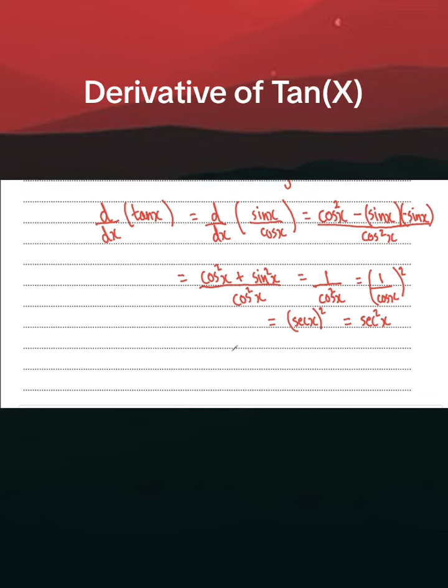So that means that the derivative, we started at the derivative of tan of x. That means the derivative of the tan of x, or the tangent of x if you want, is equal to secant squared of x.